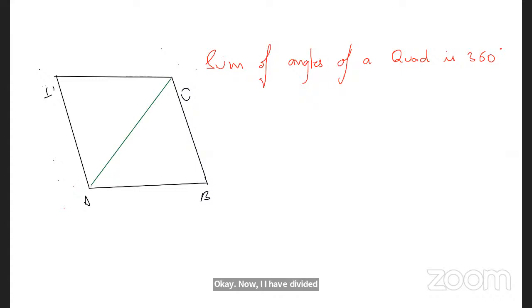What did I get? 2 triangles. Now we will mark the angles in both the triangles. This is 1, 2, 3.